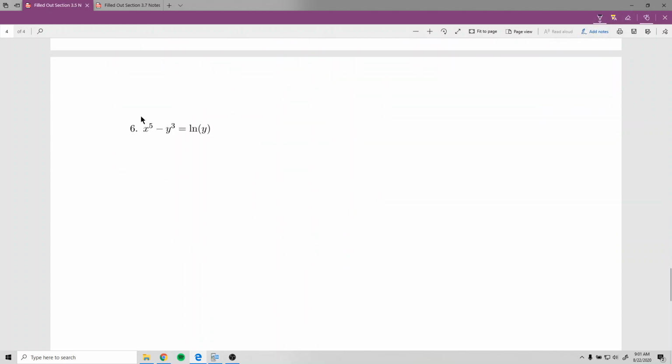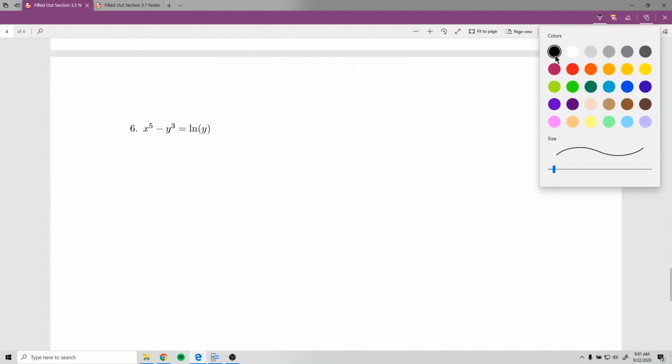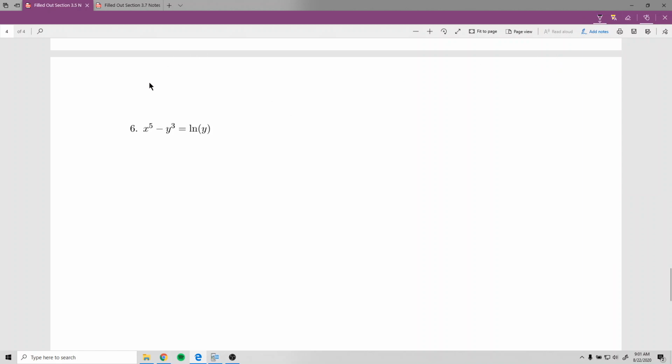So I'm going to do it this way with the last one, and I'm also going to add in one other thing. What we're going to do is compute dy over dx like we did before, and evaluate at 1, 1. What this means is after we get dy over dx, we're going to plug in x equals 1 and y equals 1.